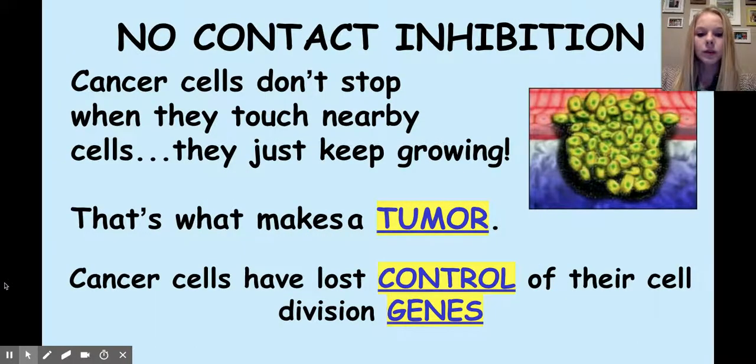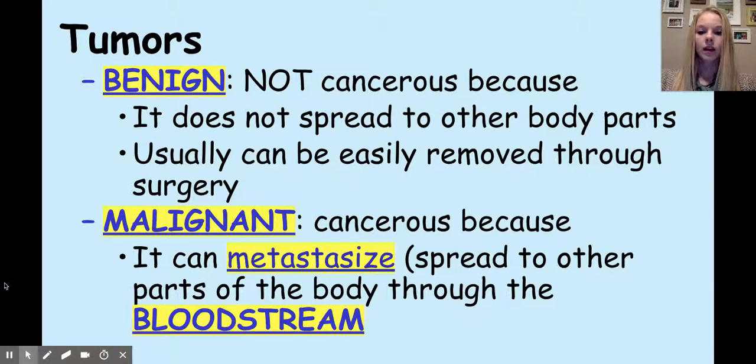When cells lose their ability to control division, they become cancerous. They do not stop when they come into contact with other cells and just keep dividing. This is what makes a tumor. There are two types of tumors. A benign tumor is not cancerous. It is just an abnormal growth. Benign tumors do not spread to other parts of the body and can easily be removed. However, benign tumors can become cancerous.